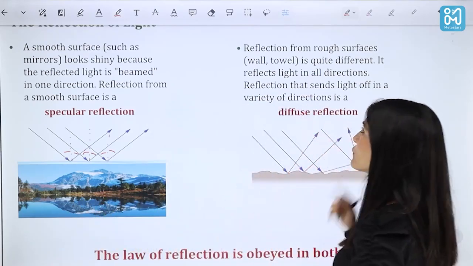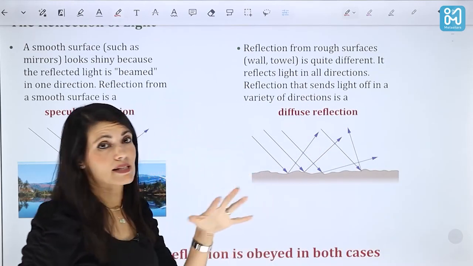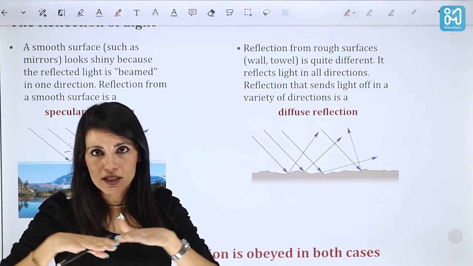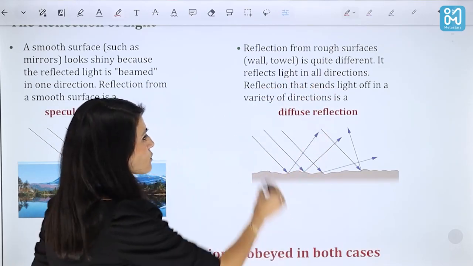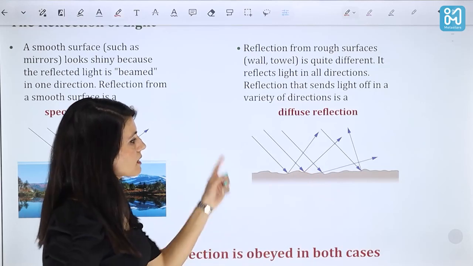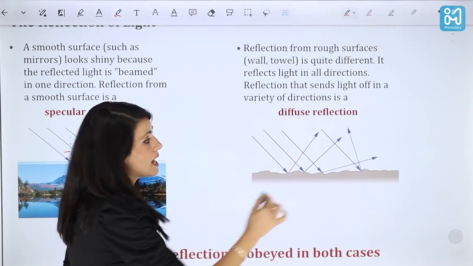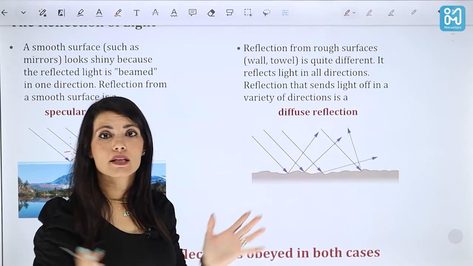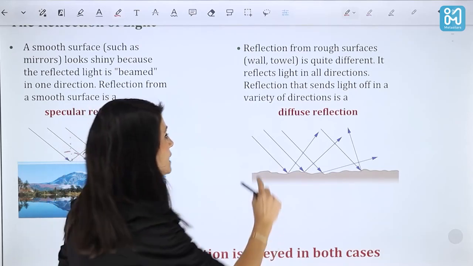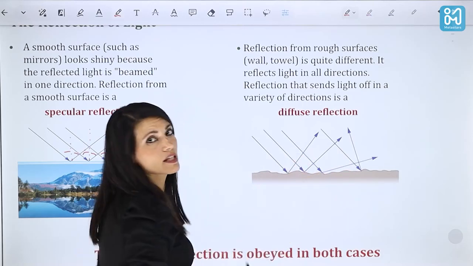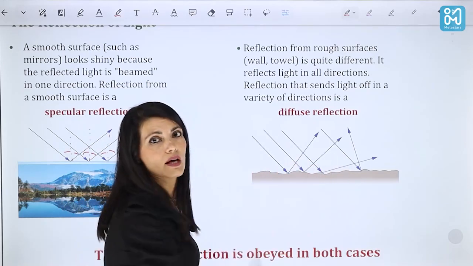However, if we have a rough surface, like the wall maybe, the towel, the book surface, the table surface, it's actually a rough surface if you look into it on a microscopic level. As you can see, all light rays hitting the rough surface are parallel to each other here, incident rays, and they will be reflected in different directions, not parallel to each other. That's why we don't see an image. However, each one of the light rays follows the law of reflection. However, the normal in each case is different depending on the surface.